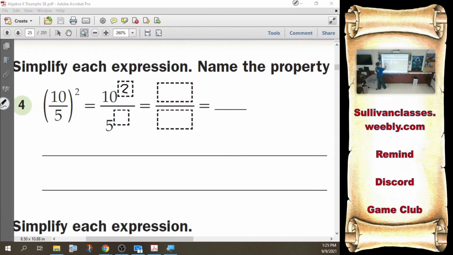So the 2 is outside of the brackets, and the brackets are surrounding it. So it's going to have both of these numbers get the 2. So the 10 gets the 2, and the 5 gets the 2. And 10 to the second power is going to be 100. And 5 to the second power is going to be 25. And then you just subtract those because you're switching this up. So you get 70.